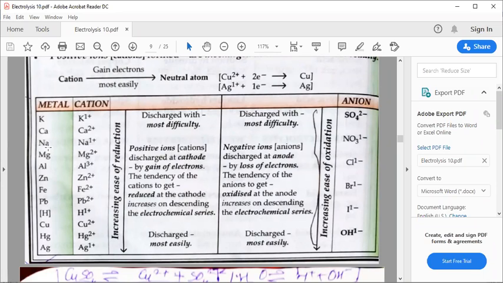Which will accept the electron? हाँ, which will accept. Discharge का मतलब क्या होता है? It is accepting the electron from the cathode. Now the cation is deficient of electron, so it will try to accept the electron from the cathode and it will get deposited on the cathode. मैंने आपको थोड़ी देर पहले यही बोला that the cathode will become big, क्योंकि deposition will start happening.